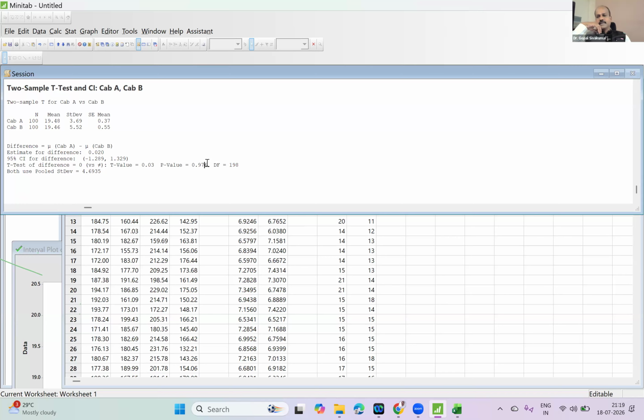Fail to reject null. That means there is no difference in the cab arrival time. Whether you book the cab with agent A or agent B, they will be sending the cab more or less at the same time. Not much difference. Not much in the sense statistically there is no difference. Hope you all understand this.